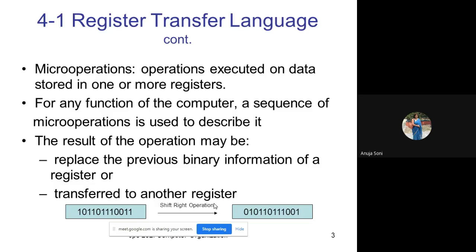What kind of operations may be there? The data may be overwritten in some register, or data may be transferred from one register to another, and many other kinds of operations besides these can also be there.